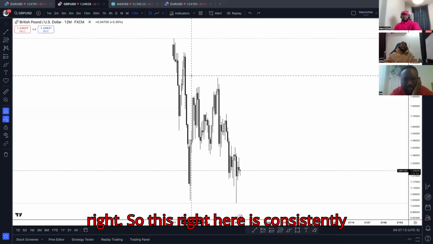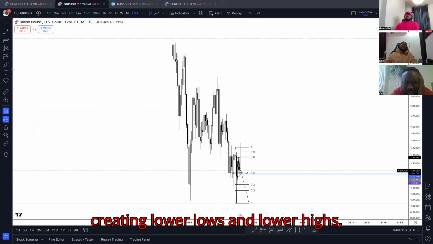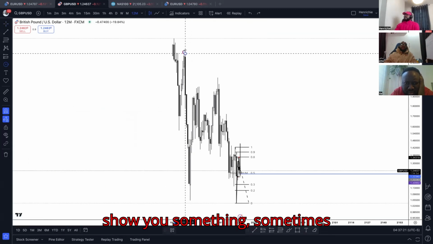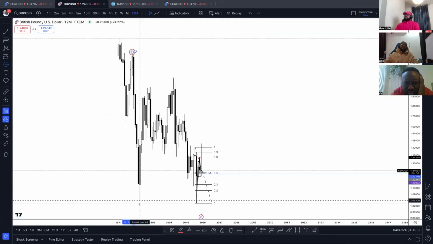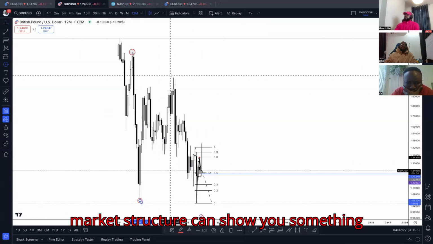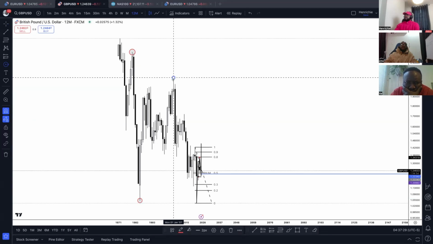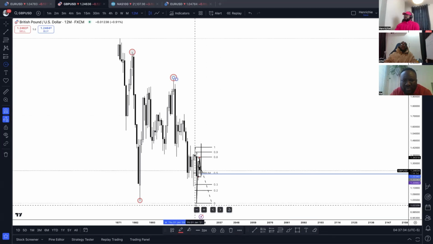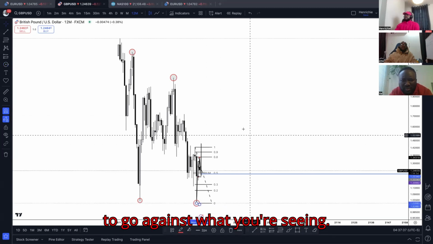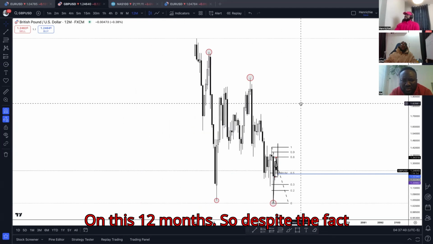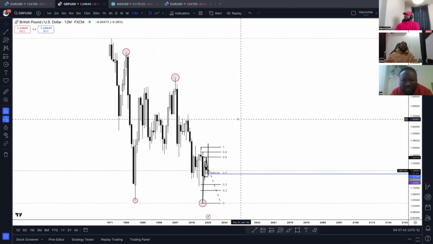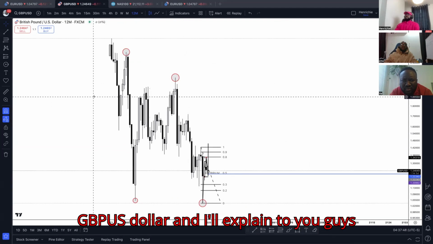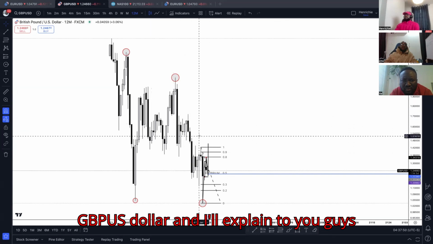So this right here is consistently creating lower lows and lower highs, right? And the reason why I want to use this as a point of reference is to show you something: sometimes market structure can show you something, and you will have some other reasons to go against what you're seeing on this 12 months. So despite the fact that this 12-month time frame is showing us bearishness, I'm personally bullish on GBP US dollar. And I'll explain to you guys why I'm bullish.